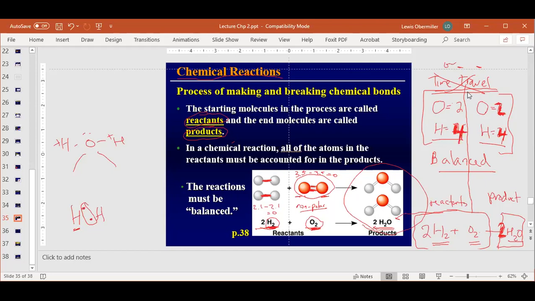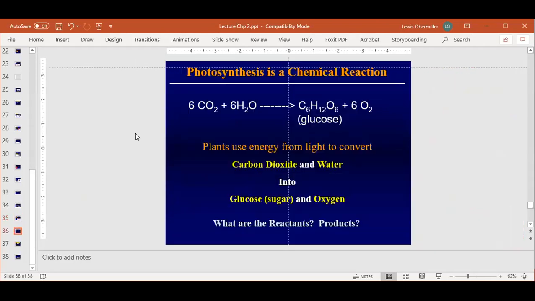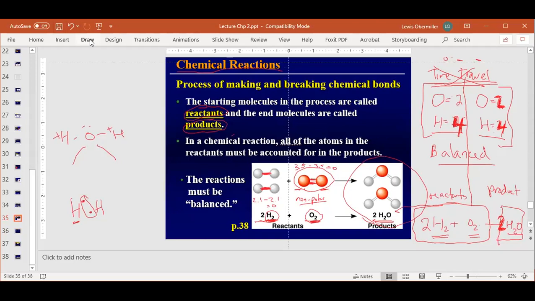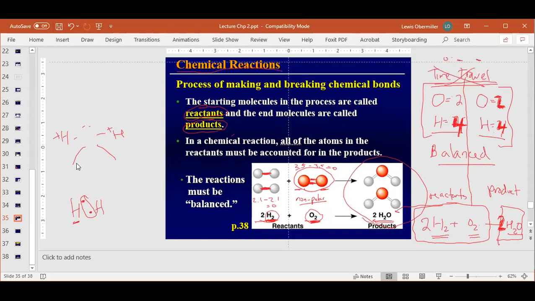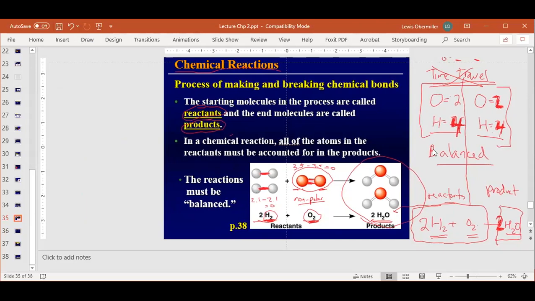All right. So on the test, you guys are going to be asked to balance equations. And so let's try one. A super common one in biology, and then hopefully you guys will get the hang of it. So we'll do it over here on the side of the slide.